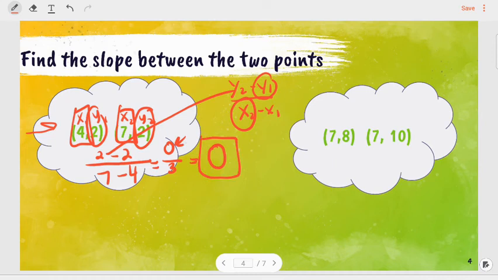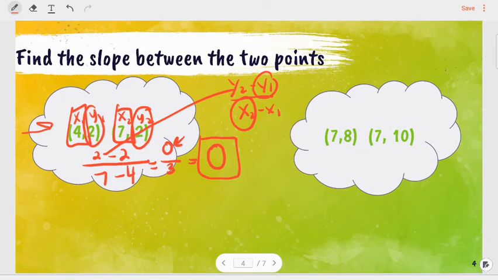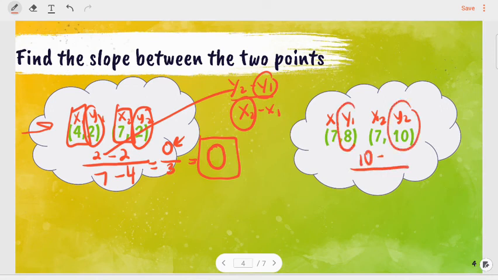All right, last example. So I'm going to again use my formula. So y2, well, let's label them first. x1, y1, because they're from my first point, x2, y2. So I make my fraction. y2 is 10 minus y1 is 8. In the denominator, x2 is 7 minus x1 is 7. I simplify. 10 minus 8 is 2. 7 minus 7 is 0.